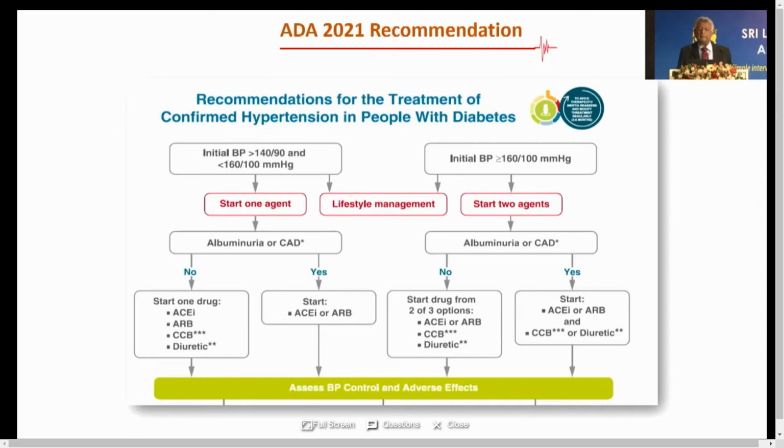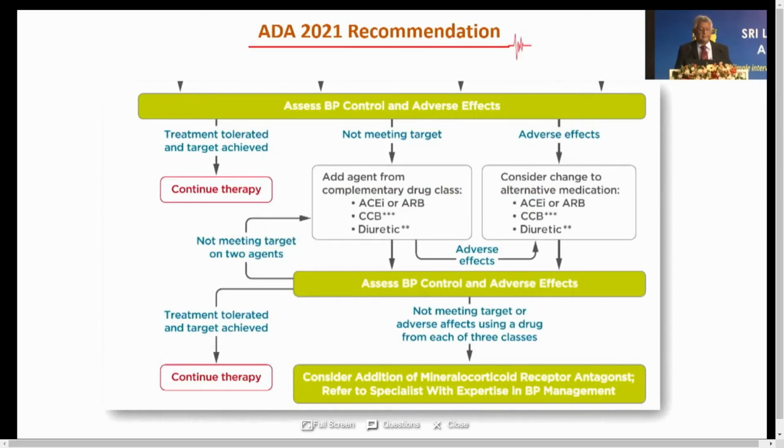If the initial blood pressure is more than 160/100, you are better to start with two agents. If they have albuminuria, it's better to start with an ACE inhibitor or ARB blocker with a calcium channel blocker or a diuretic. If there is no albuminuria, then you can choose any medications and combine them. If the treatment is tolerated, continue the treatment. If not at target, you can add medication from the other group of medications. If they have adverse effects, like cough with ACE inhibitors, then of course you can change the ACE inhibitor to an ARB blocker.